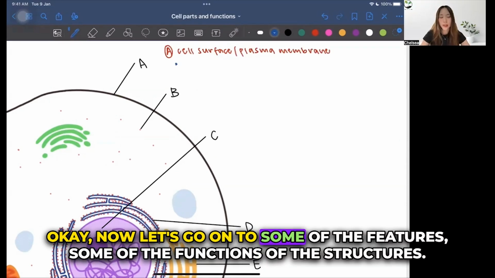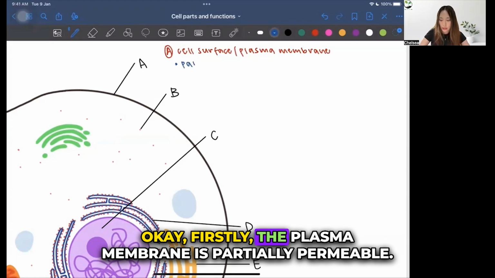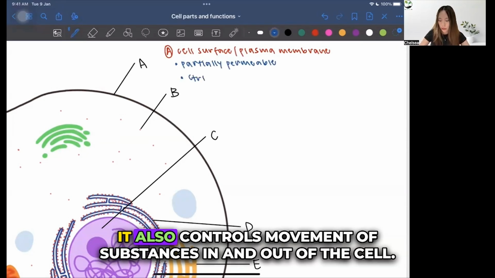Okay, now let's go on to some of the features or the functions of the structures. Firstly, the plasma membrane is partially permeable. Next, it also controls movement of substances in and out of the cell. Okay, so what does that mean?